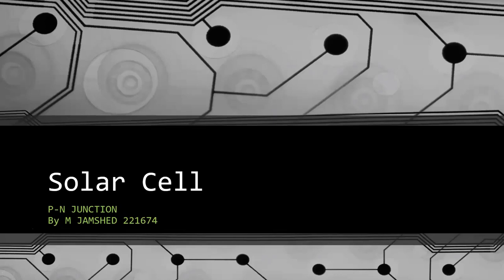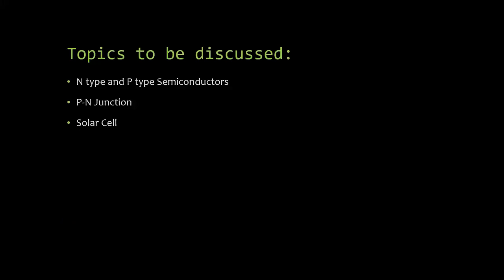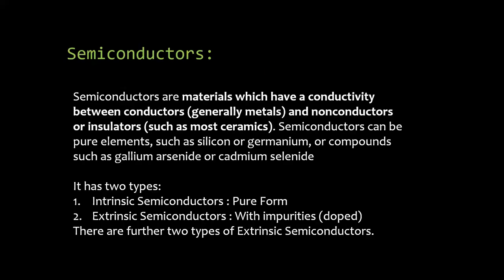Today we are here to learn about solar cells that are based on PN junctions. The topics that we'll discuss in today's lecture are semiconductors, its two types, N-type and P-type, then the PN junction, and how a solar cell is made using this junction.